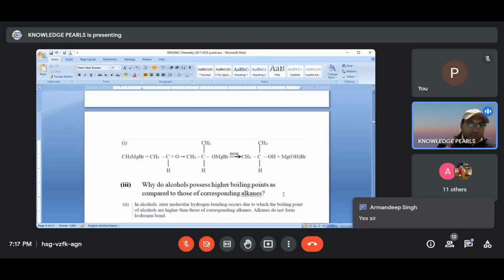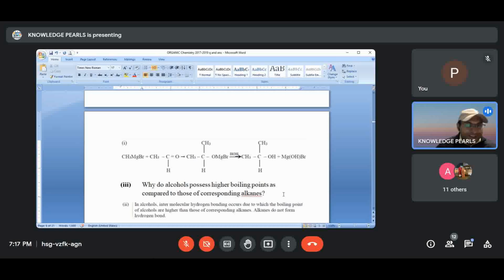Now this question is based on physical properties. Why do alcohols possess a higher boiling point as compared to the corresponding alkane? What should be your answer? Sir, it's a boiling point question, just write hydrogen bonding, isn't it?